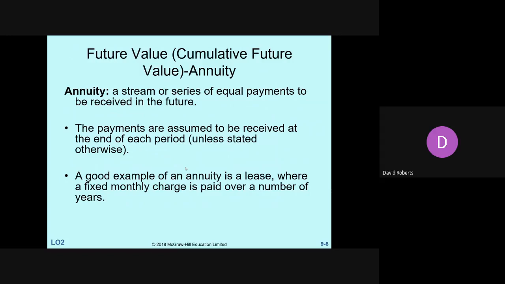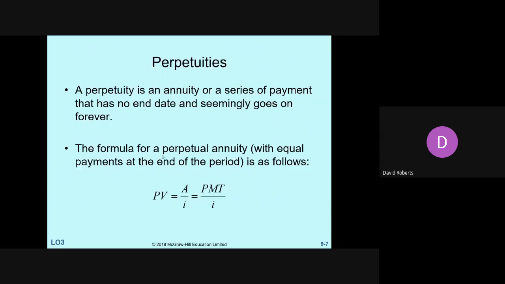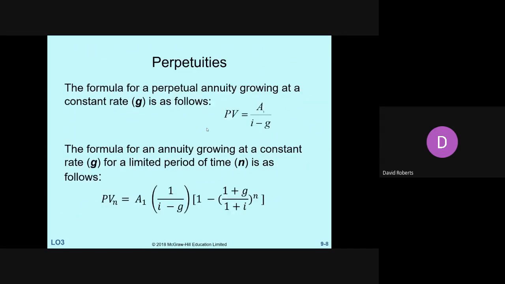So you would have to change your calculator to begin mode from end mode, or in Excel, you change the 0 to the 1 or the 1 to the 0, depending on which way you're going. Perpetuities, you simply take the payment and you divide it by the interest rate. There's no Excel function for that except plugging in the formula or doing it on your calculator. You have the formulas for annuities.